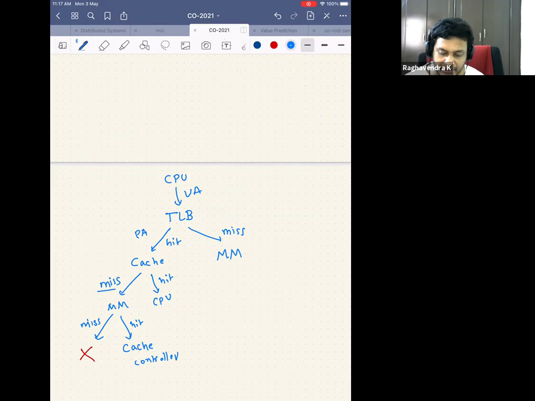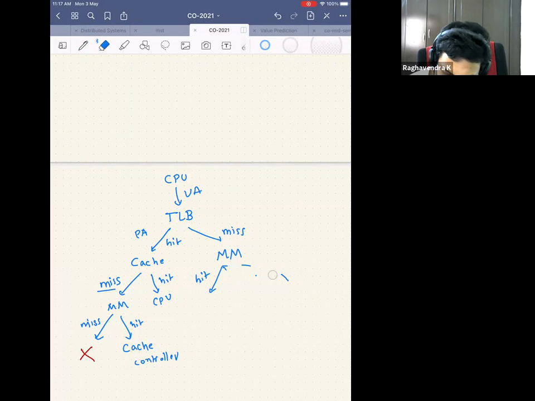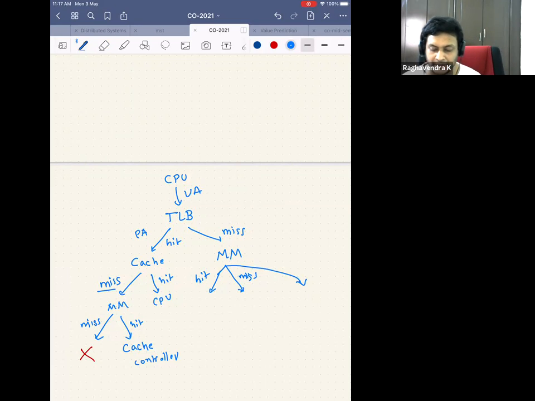In the main memory, now there are two chances. There's a hit, and there's a miss, and there is one more third thing. This is very interesting. We will discuss it in detail in a few minutes. So there is a hit, there is a miss, and there is one more option. We come to that later. Let's say there is a hit in the main memory.